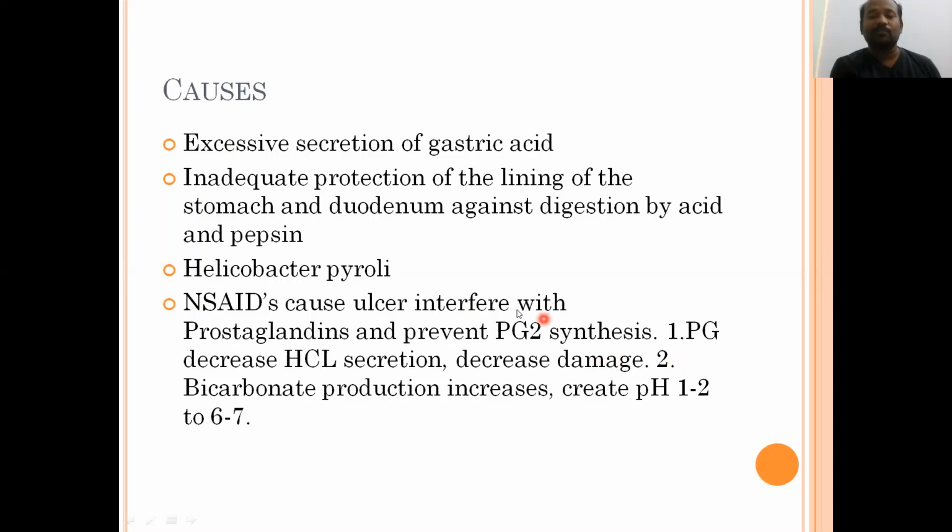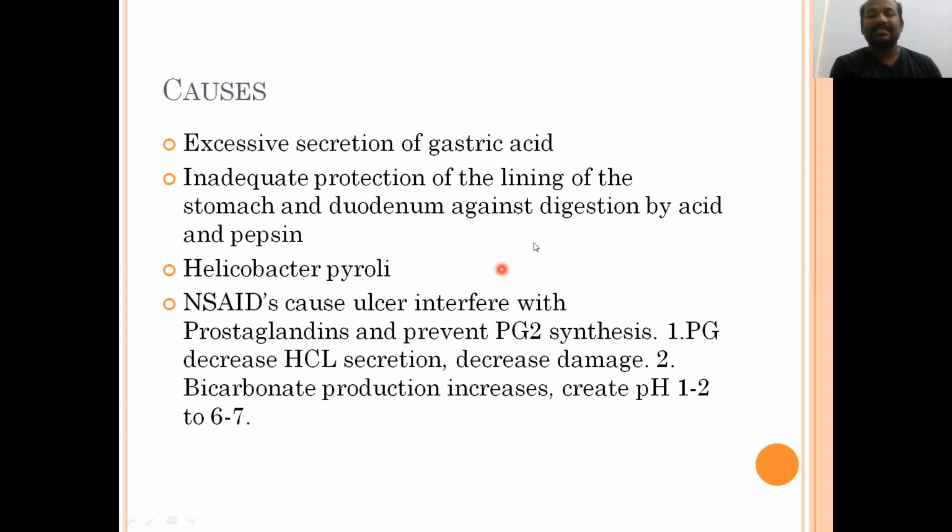Also, prostaglandin will produce more bicarbonate. This bicarbonate will bind with the acids and pepsins. It will protect the mucosa and also raise the pH from 1 to 2 up to 6 to 7. So this very severe acidic pH will be converted into a neutral, nearly alkaline pH, 6 to 7. That will make protection against peptic ulcer disease.